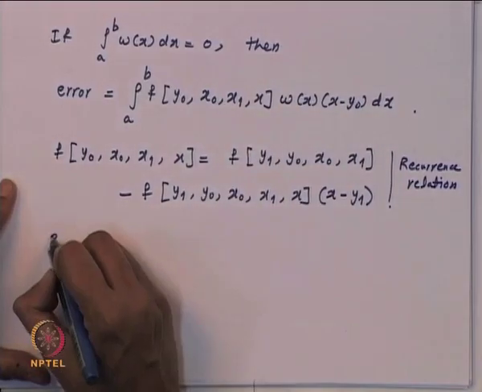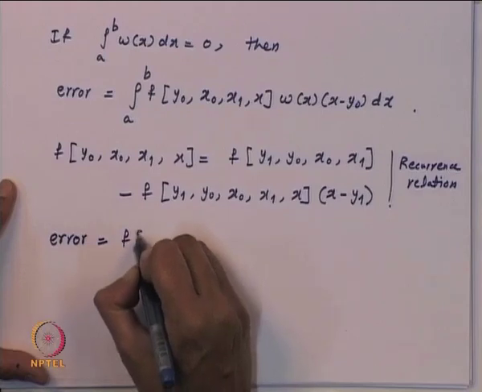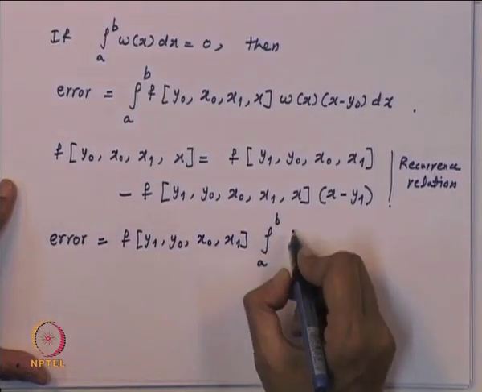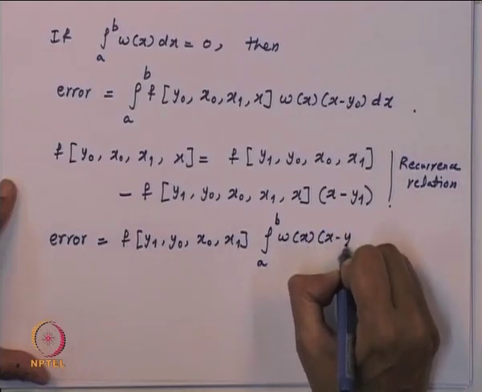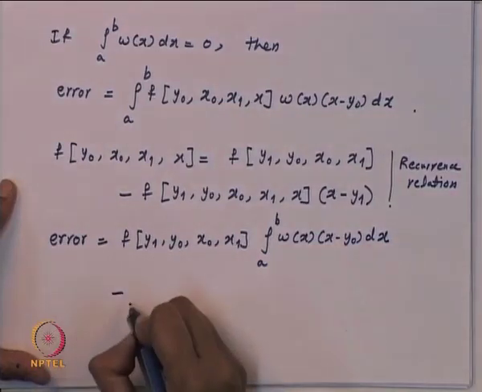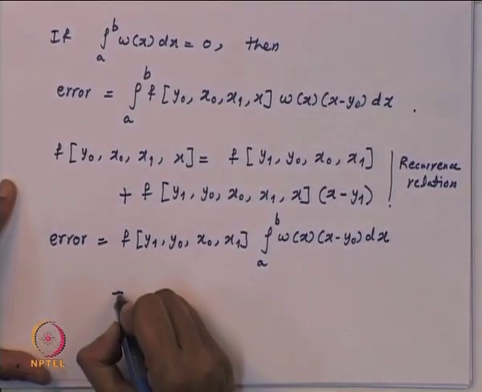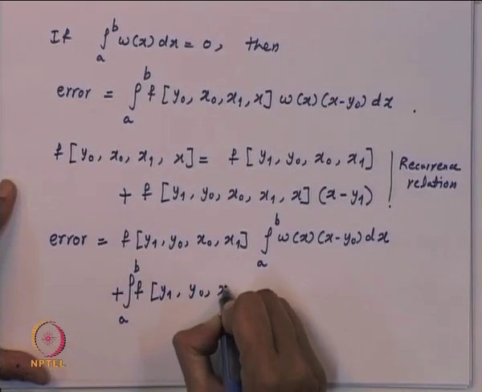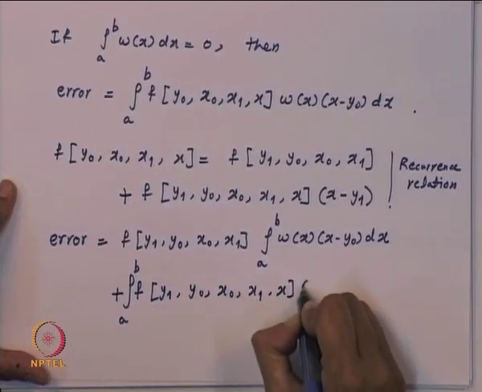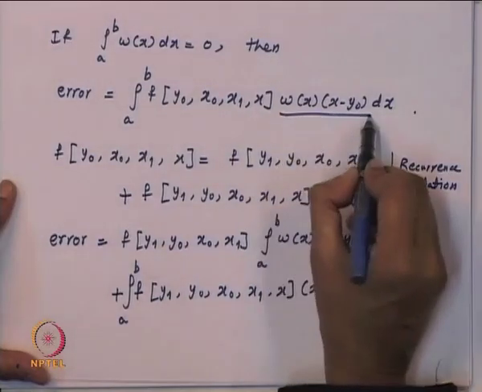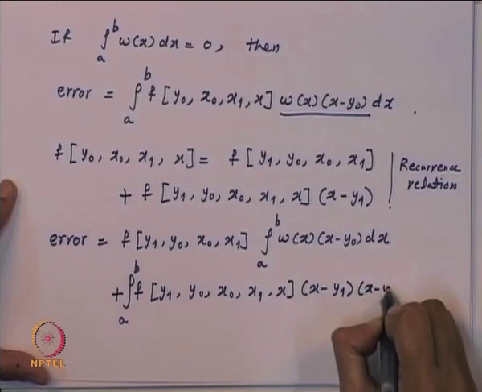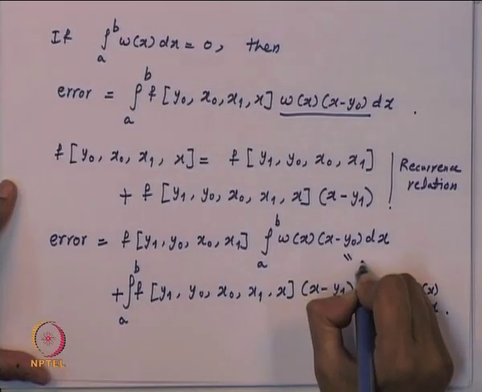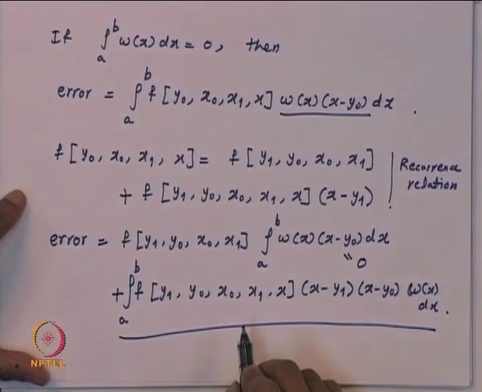This we substitute in the error. So, we will get error to be equal to f of y 1, y 0, x 0, x 1 integral a to b w x, x minus y 0 dx plus, here it should be plus not minus, plus integral a to b f of y 1, y 0, x 0, x 1, x, x minus y 1, then we have got this w x y 0. So, it will be x minus y 0 w x dx. Now, if this is equal to 0, then this will be the expression for the error.